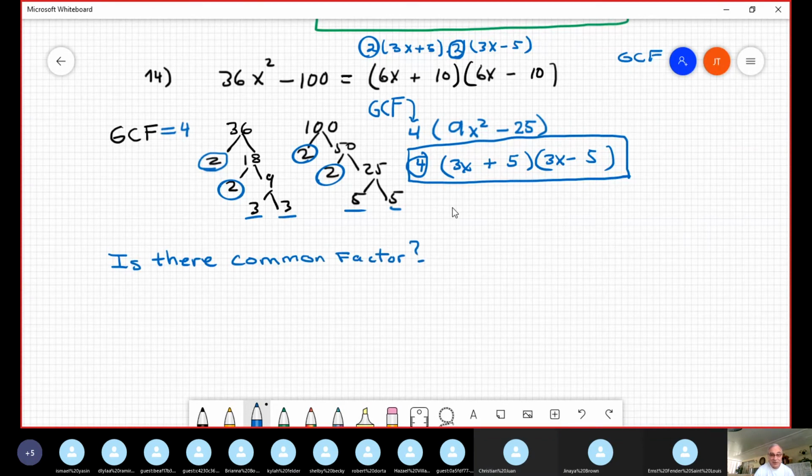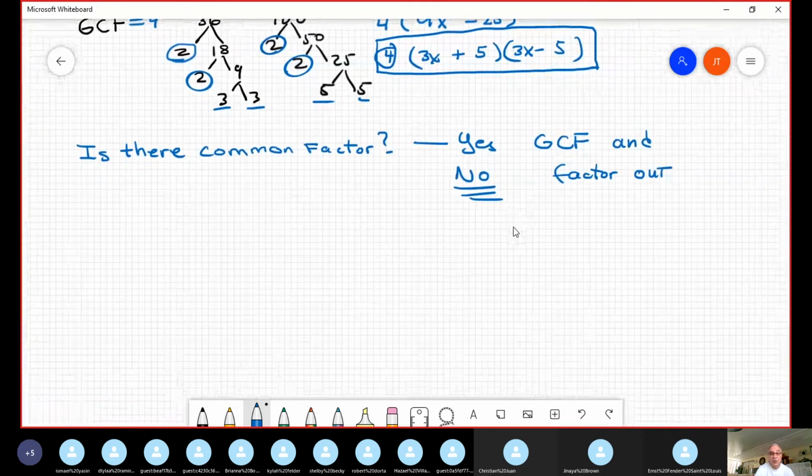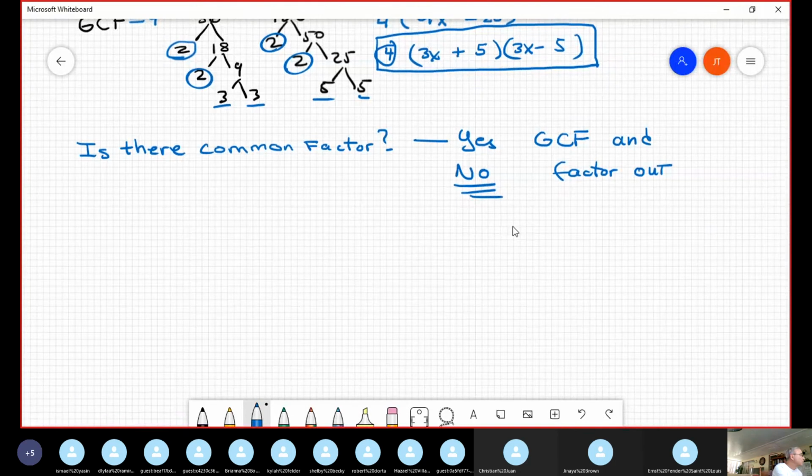If the answer to this question is yes, you find the GCF and factor out this GCF. If the answer is no, we continue with another technique: difference of squares, trinomial, and so on. Super.